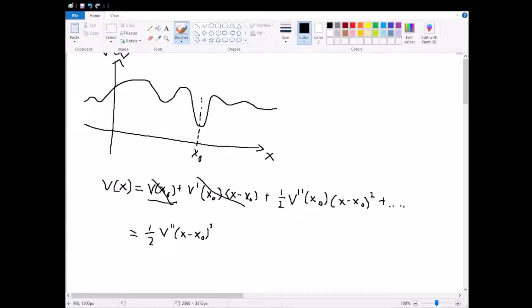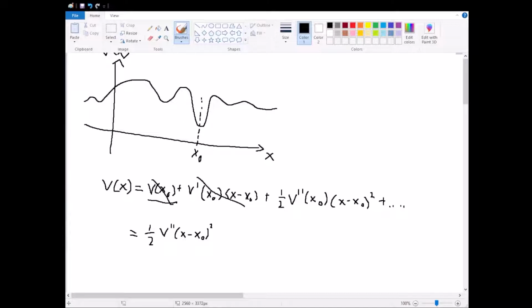We can ignore the higher order terms because we made the claim that this approximation of analyzing any minimum as a simple harmonic oscillator only works for small oscillations, where x is very close to x naught. If x is very close to x naught, then x minus x naught is going to be a very small value. If we square it, it's going to get even smaller. If we cube it, it's going to get even smaller, and so on. So we ignore all of the higher order terms and approximate as 1/2 V double prime of x naught times x minus x naught squared.